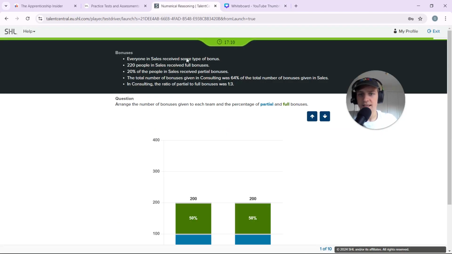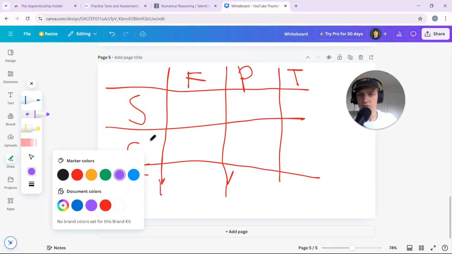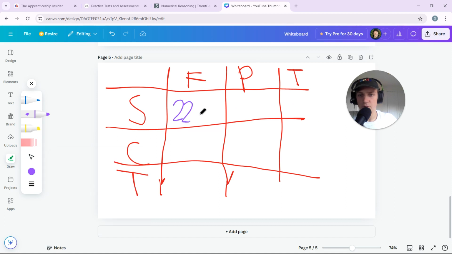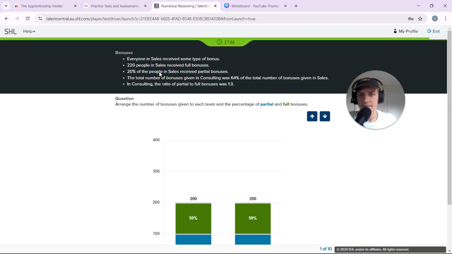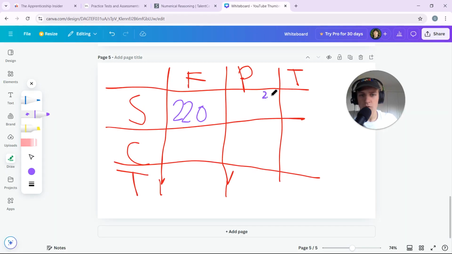So everyone in sales received some type of bonus. Okay, fair enough. 220 people in sales received full bonuses. We know that's going to be 220 right there. Twenty percent of the people in sales received partial bonuses. Okay, so that means we know this one here is 20%. This one is 80% here.